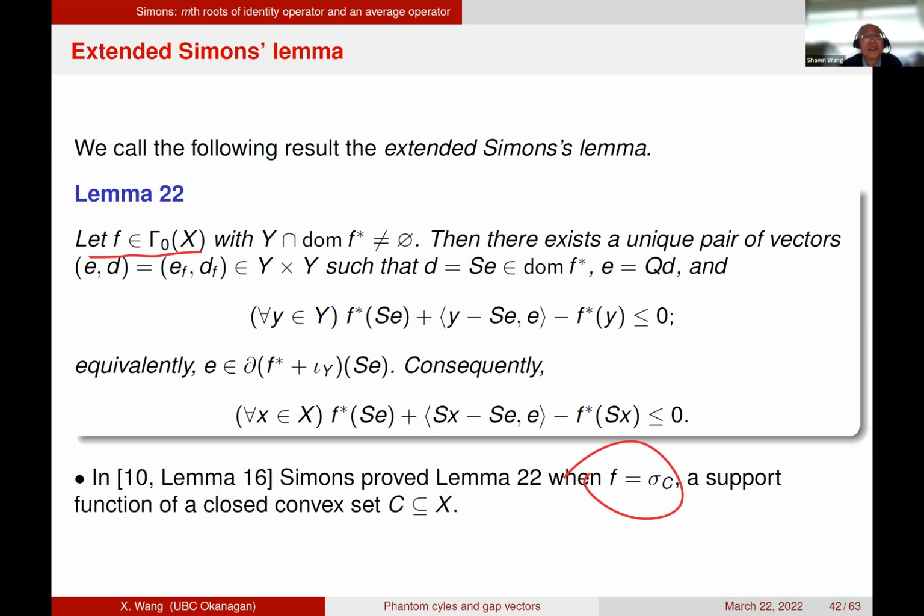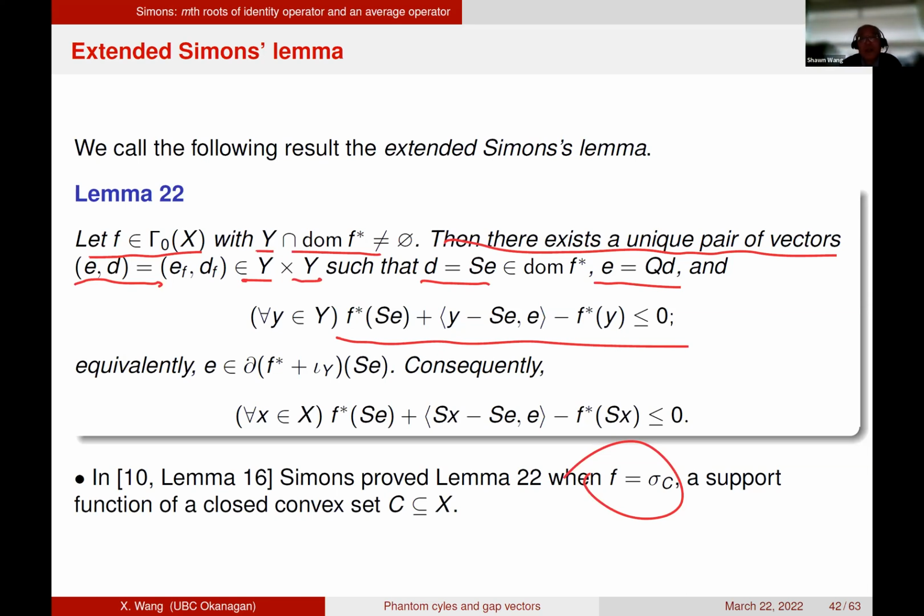Suppose f is a proper lower semi-continuous function, and the Y space intersection dom f star is not empty. Again, it's a condition on the functional conjugate. Then there exists a unique pair of vectors E, D associated with f, belonging to the product space Y, such that D equals SE equals QD, such that the conjugate f star verifies this inequality for y belonging to the null space Y. He shows that, then he used that to quantify the cycles for projections.